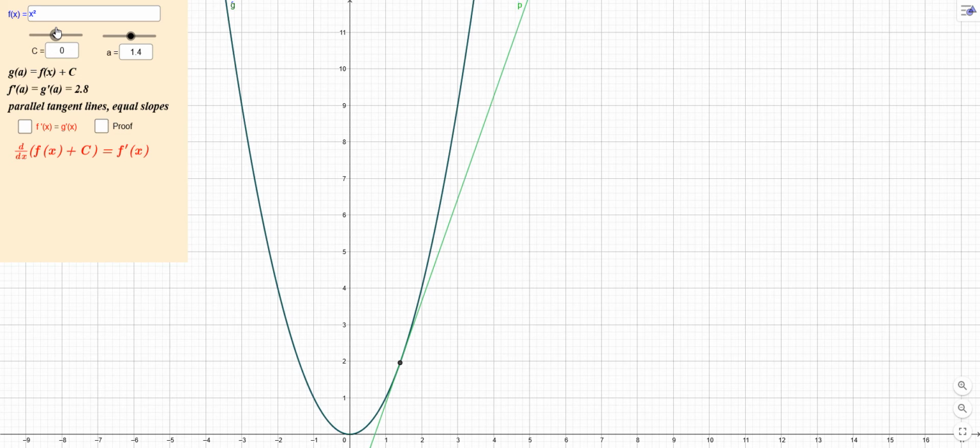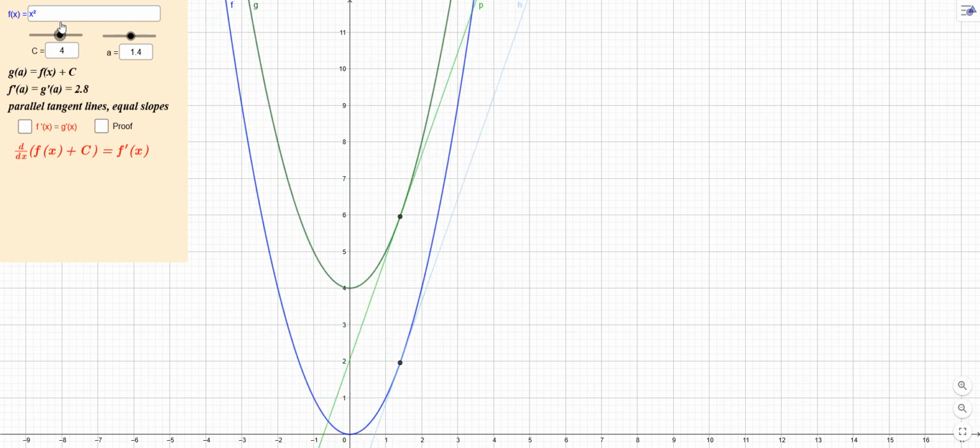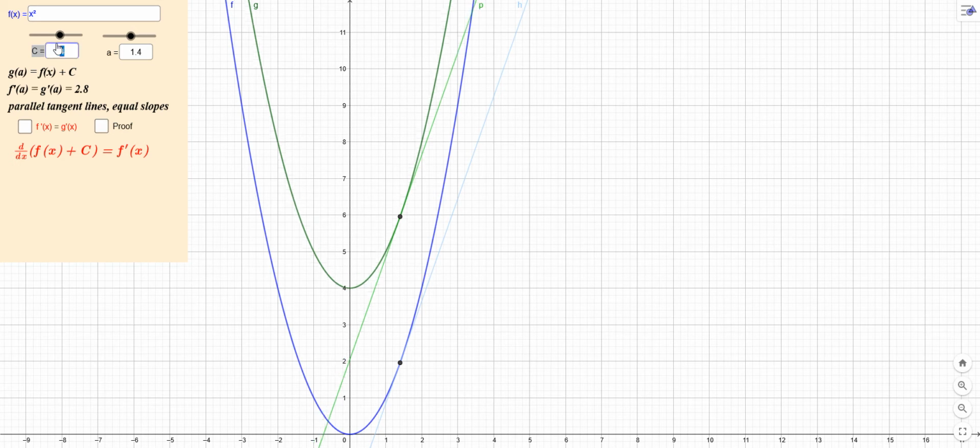If c is 0, it's the same function. If c is positive, we're shifting the function up. If c is negative, we're shifting it down. So let's just say we go to, I can type in a number here, or use the slider to do it. So let's say we let that be 4. Here I can pick an a value, which is an x value. And above that a value of a, we have the 2 points here on the graph.